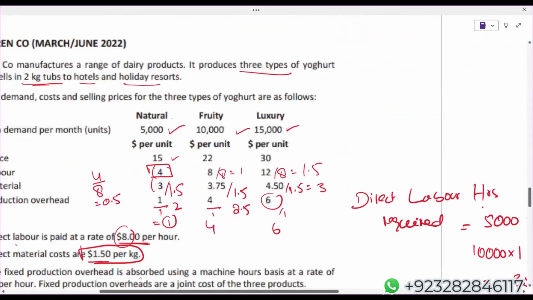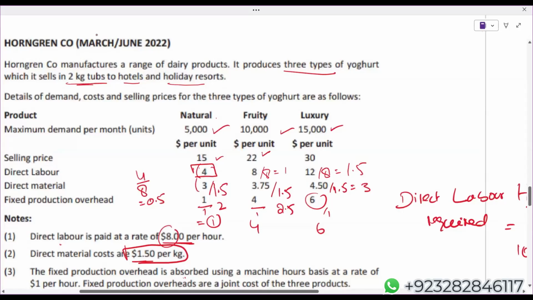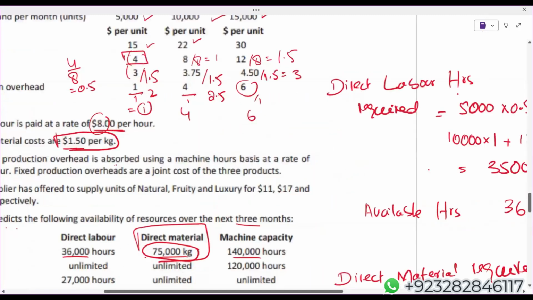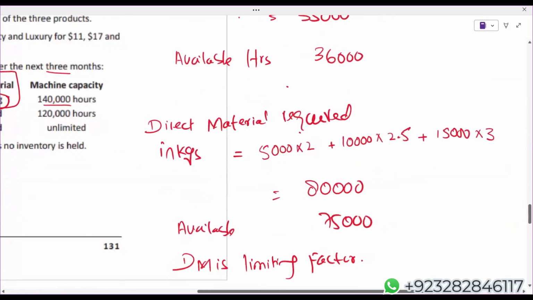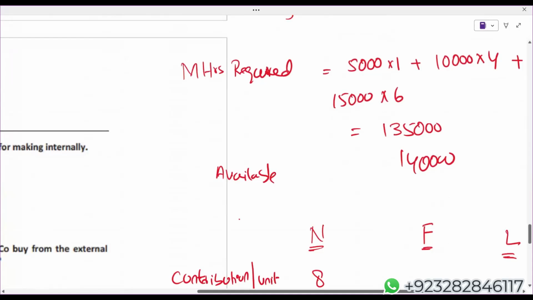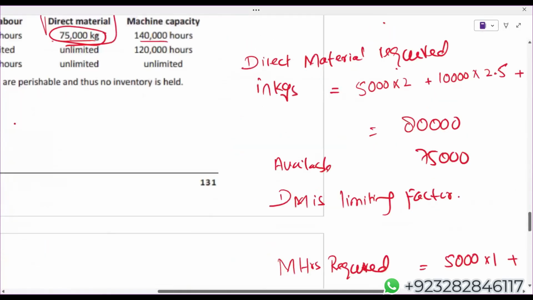Fruity. The selling price of fruity is 22. Direct labor is 8. Material is 3.75. So 22 minus 8 minus 3.75. I'm getting 10.25. Contribution of fruity is 10.25 per unit. Now let's talk about luxury.